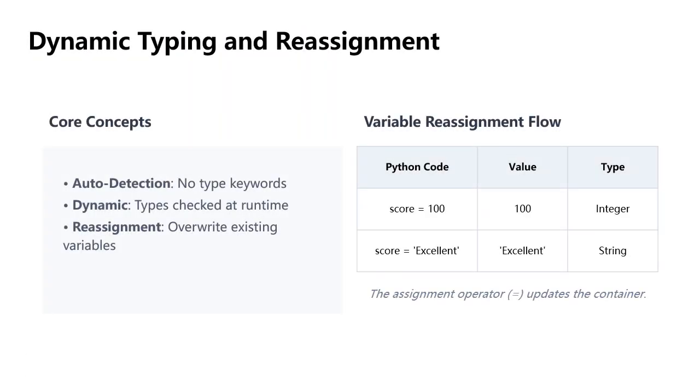Building on our previous section regarding naming rules, let's explore how Python manages the actual data inside those variables through dynamic typing and reassignment. In Python, we benefit from auto-detection. You don't need to use specific keywords like int or string when creating a variable. The language is dynamic, meaning the type is determined automatically at runtime based on the value you provide. Crucially, the assignment operator, the equal sign, acts as a way to update the container. It doesn't just set a value once, it allows you to override the current content with something entirely different.